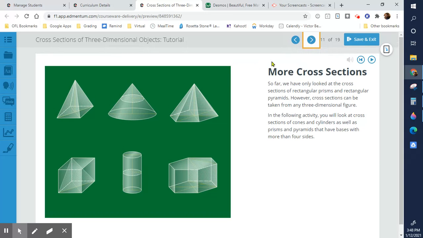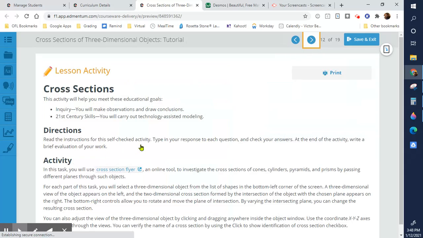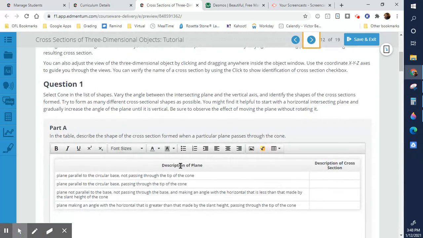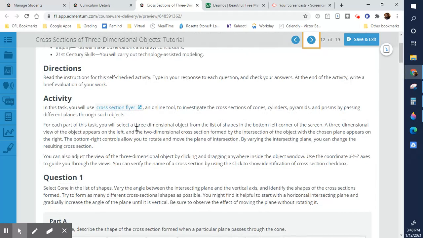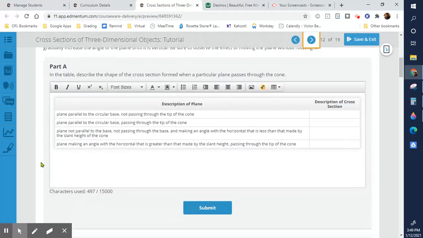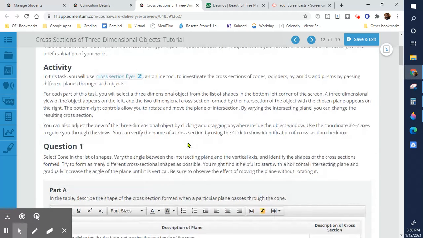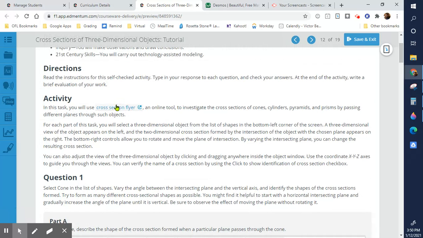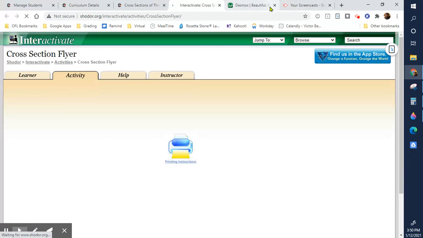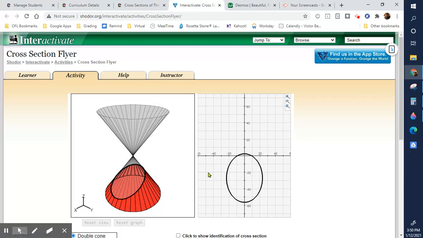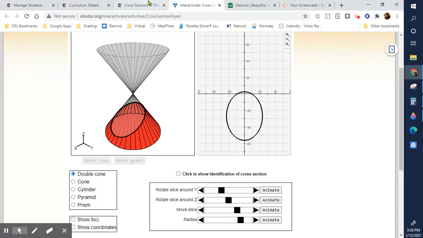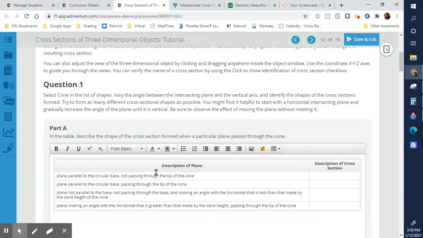So it's really interesting to do this, and we're going to be working with it for this part. So let's look at this tool. So cross section flyer. All right, so we're working with this. All right, and this is saying we want it parallel to the circular base, not passing through the tip of the cone. So here's the bottom cone. We want this parallel, so we're going to want to change the angle a little bit. So we do this. Oh, cool. So that is a circle.